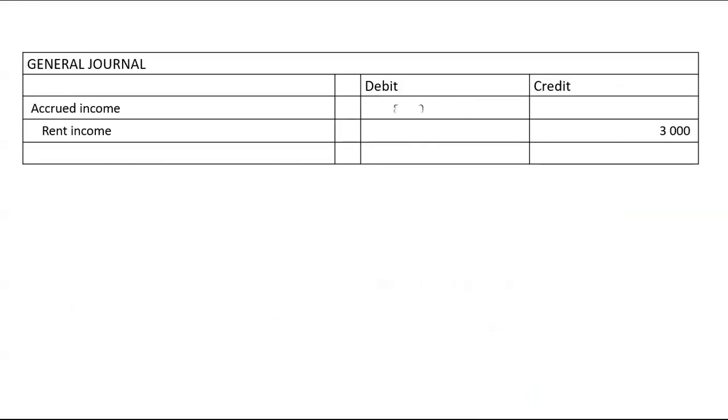Now, instead of doing these entries separately like I've done here, you rather credit rent income and commission income and debit accrued income as a total, which will be the sum of the 3,000 and 8,800, and that will give you 11,800. I am going to ignore the general ledger for now. I am going to move straight to the financial statements.